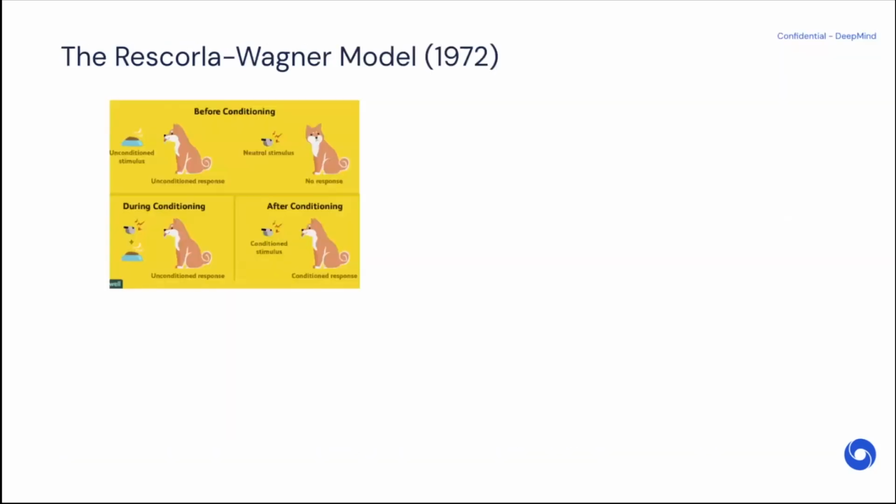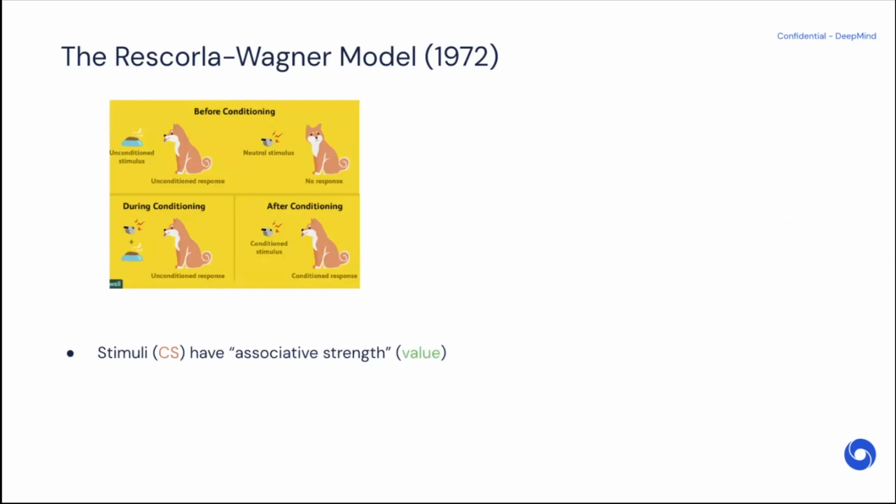And in 1972, Rescorla and Wagner thought about this and thought, okay, this is pretty obvious, but why is this happening? Like, what is going on? Can we set up a theory that explains really what is happening? Can we write down some equations that tell us how this is taking place?